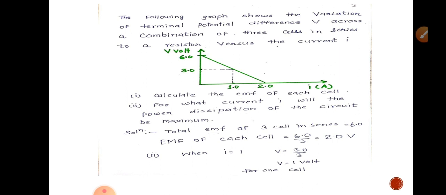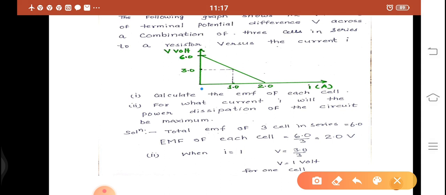Now see here, when current is 0, EMF is 6. So total EMF of 3 cells in series is equal to 6 volt. So for 3 cells it is 6 volt, so for 1 cell it will be 2 volt. Now it is in series combination. The cells are like this.